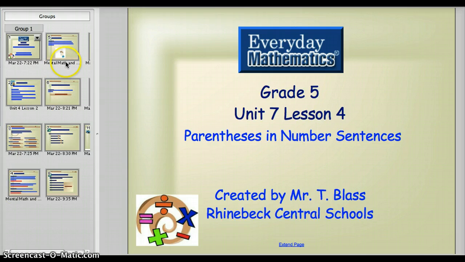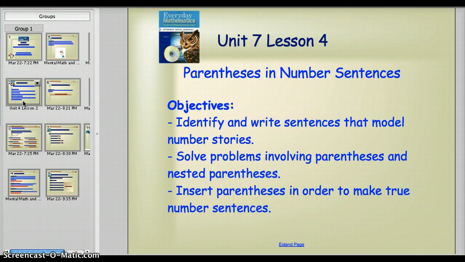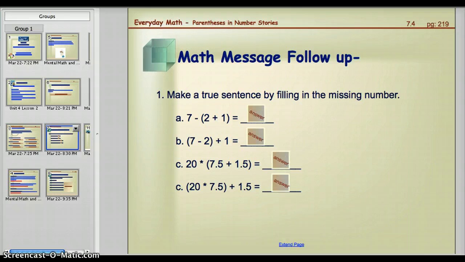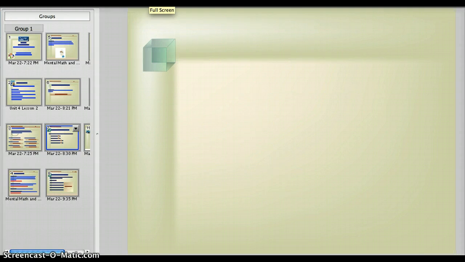So I wouldn't use every single one of these slides, but there are some pretty important ones here that I want to use. Students are going to need to know how to model number stories using parentheses in number sentences, how to solve the problems, and how to insert them to make a true number sentence. Okay. And I would go over some of the vocabulary here, what an expression is, different types of number sentences, some with and without parentheses. And then I would move on to the actual examples. So these are the ones that I would really like to focus on.